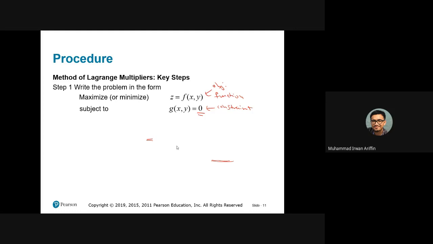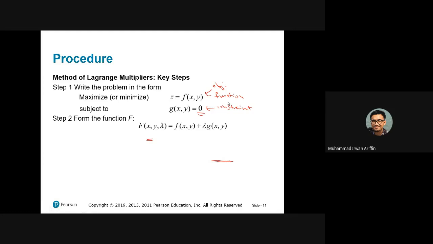Okay. So to do the Lagrange multipliers, there are simply three key steps. Step number one, you need to collect all the information given in the question and separate them into two. The first one would be the objective function, which is either the profit function or the cost function that needs to be optimized, and then the constraint function.